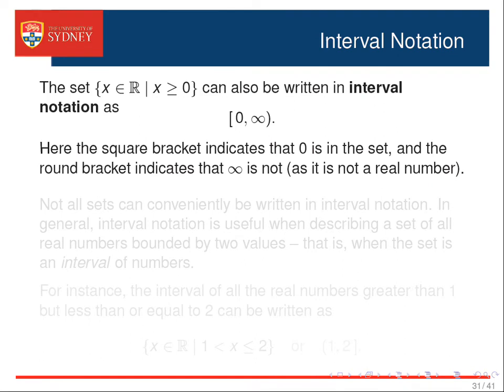The above set can also be written in what's called interval notation. Here, the square brace indicates that 0 is in the set, while the round brace indicates that infinity is not, since infinity is more of a concept in mathematics, as opposed to an actual real number. A word of caution, please don't get the notation confused with xy coordinates. They look similar, but are of course completely different things.